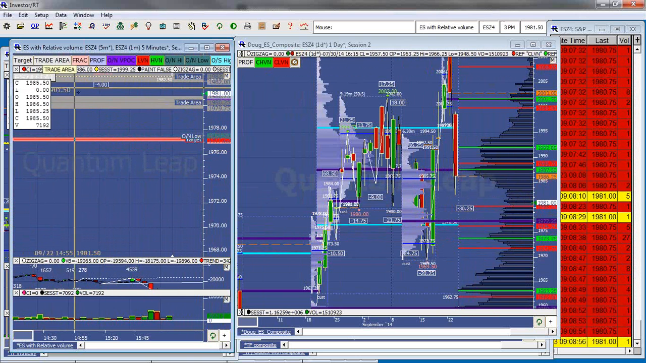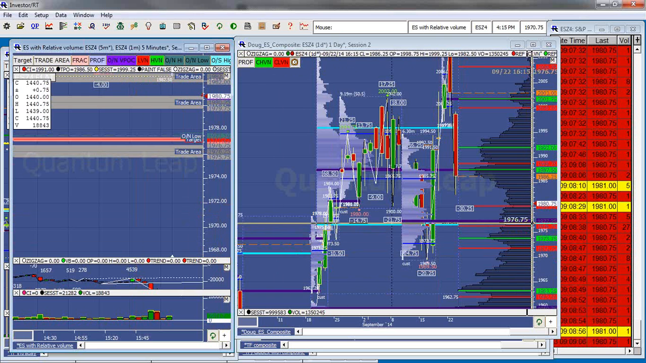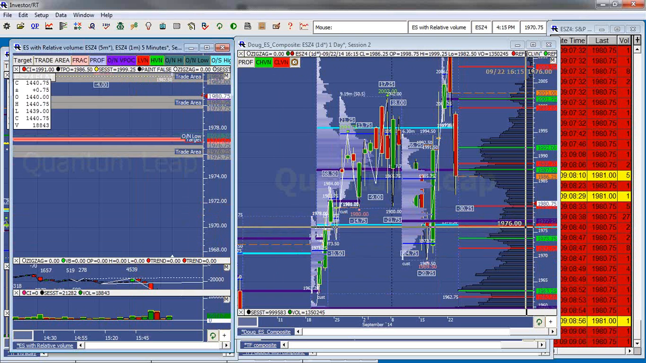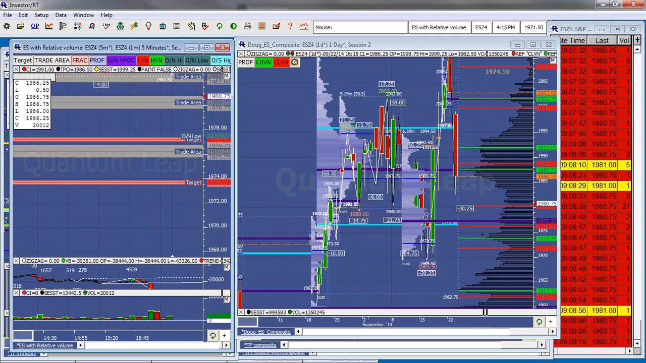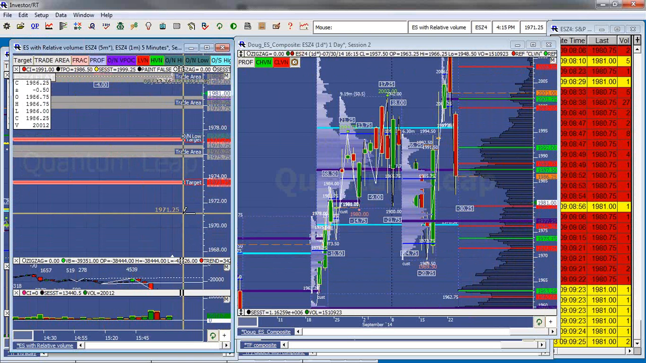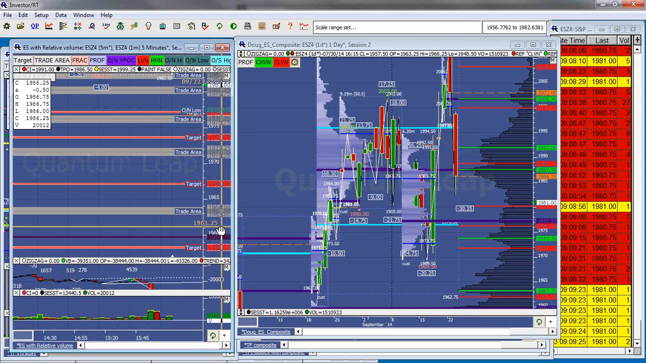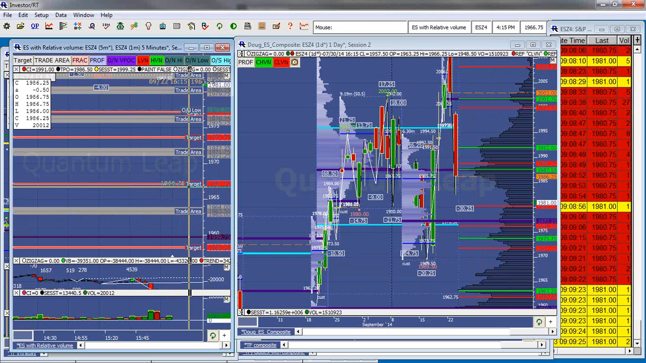If we don't see responsive buyers stepping in at 76.25, then I think we get a bigger move down, and the first target below is going to be 73.75. A major line in the sand is going to be 71.75. Anything below 71.75, I'm targeting first the 67.25.